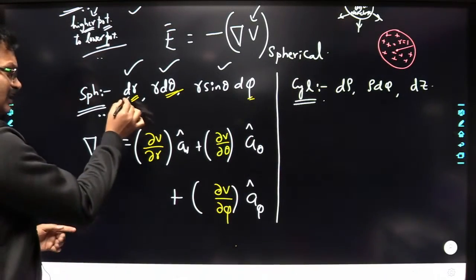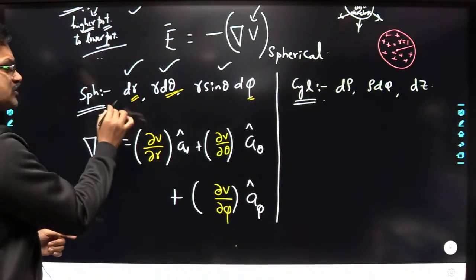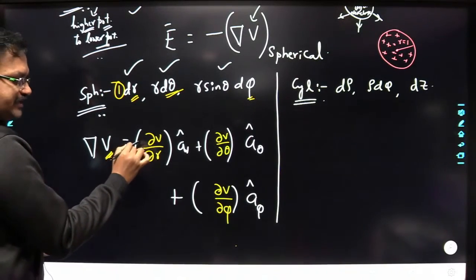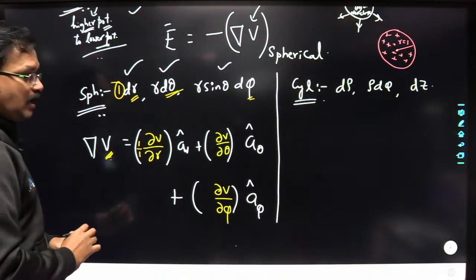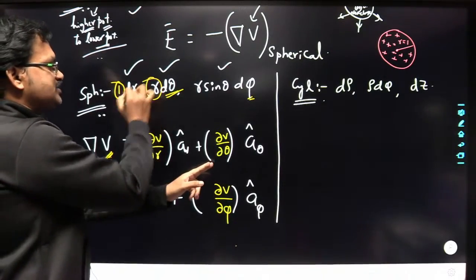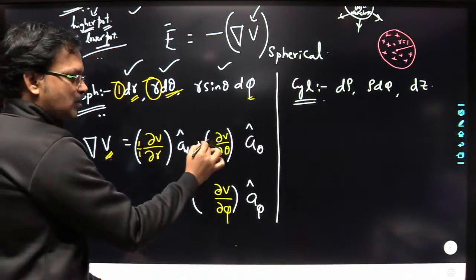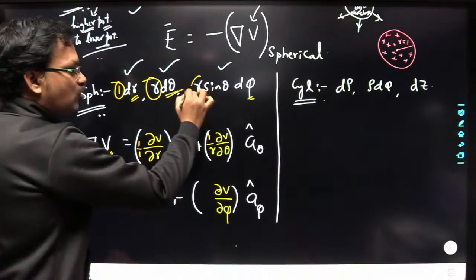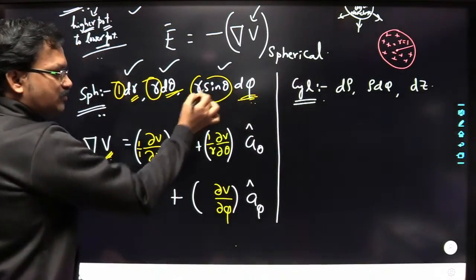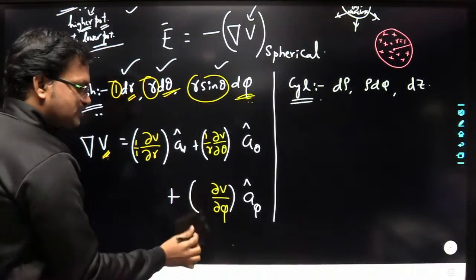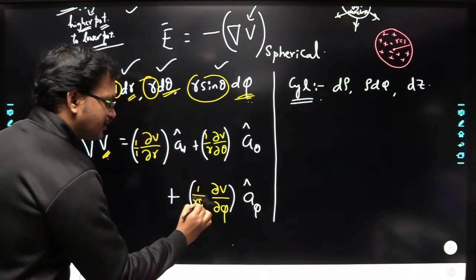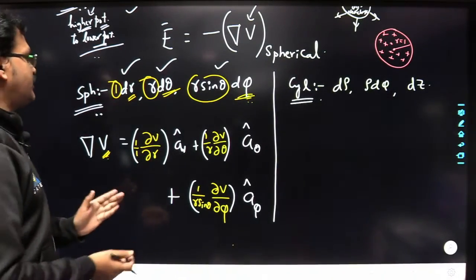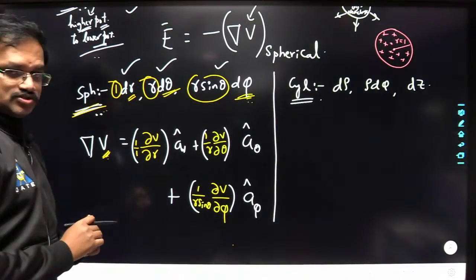Now, what is the coefficient of dr here? It is nothing but 1. So write the coefficient of dr in the denominator of the first term, that is 1 by 1. Write the coefficient of d theta, that is r, in the denominator of this term, so you write 1 by r. And write the coefficient of d phi, that is r sin theta, in the denominator of this term, so that is 1 by r sin theta. So this is how you have to write the gradient in case of spherical coordinate system.